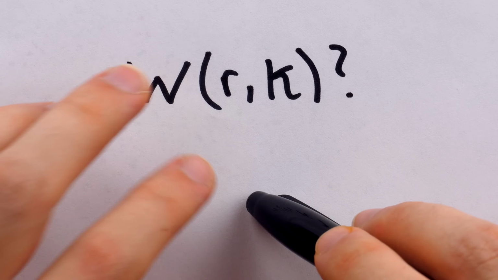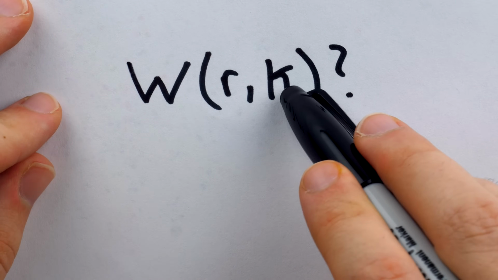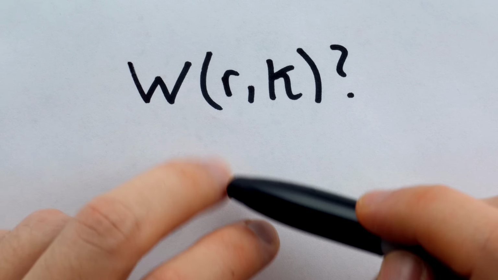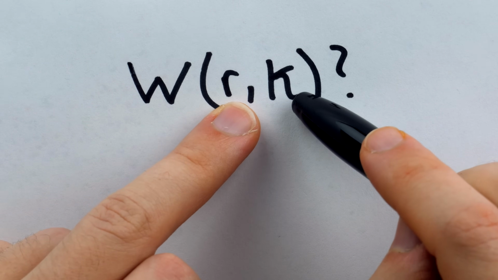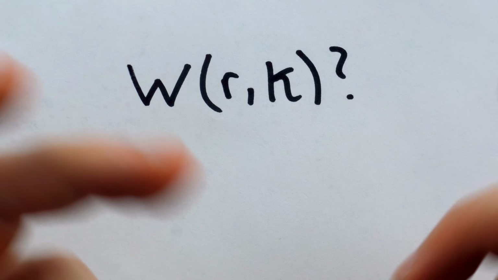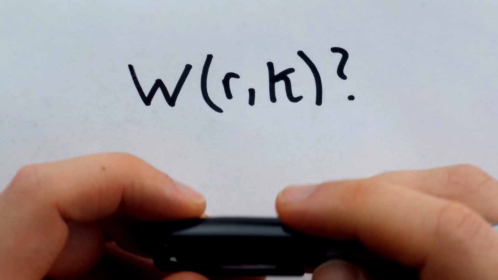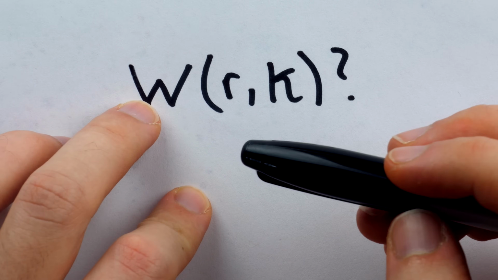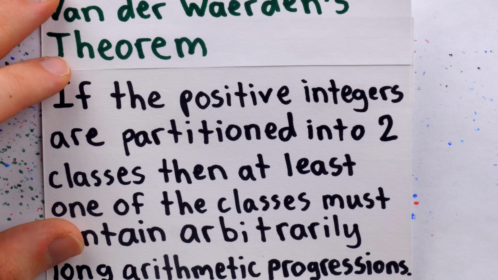The perhaps surprising answer is yes. The van der Waerden number W of r, k exists for all positive integer values of r and k, and that is called van der Waerden's theorem, which was proven by the Dutch mathematician in 1927.